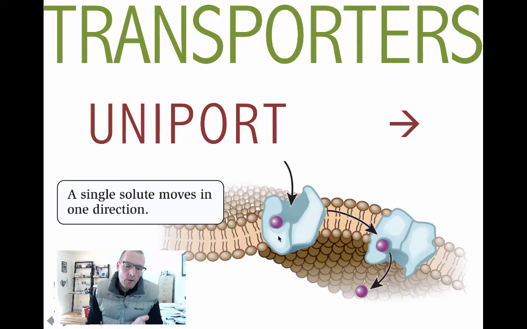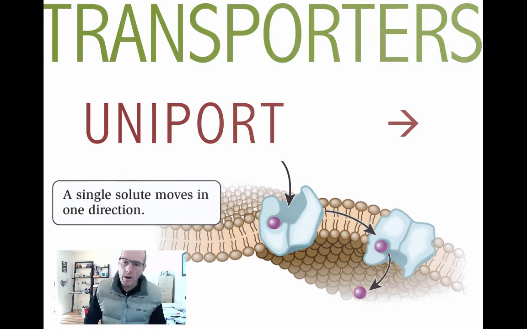And when that happens, there's a change in the shape of the transporter, and so the solute will bind, the transport protein changes shape and flips the solute across the membrane. Now remember, the solute's going to be either charged or large and polar, so it can't diffuse through the membrane. So this protein kind of just shuttles it across the membrane. So that's a uniporter, one solute, one direction.